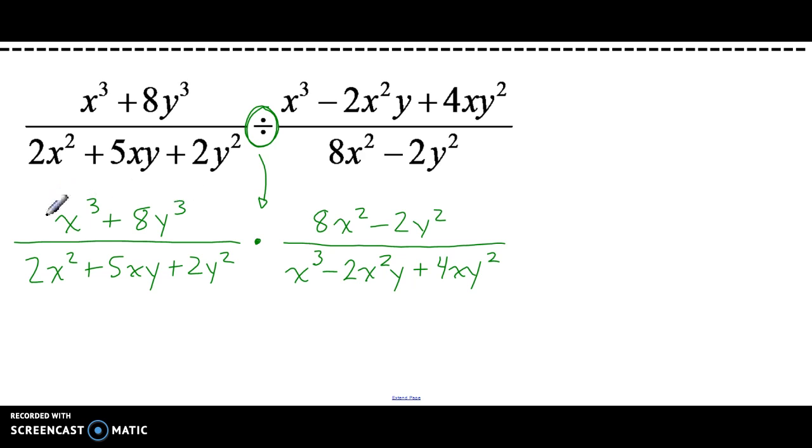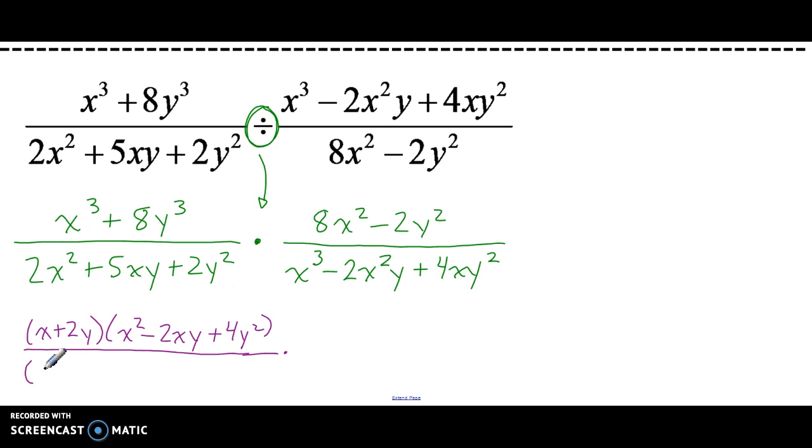Okay, so this first numerator is a sum of cubes. So the sum of cubes shortcut is a little trickier. When you factored that one, you should have gotten x plus 2y times x squared minus 2xy plus 4y squared. The second one is a more traditional type of factoring, just a regular trinomial breaking up as two binomials, regular old FOIL factoring, and that factors as 2x plus y times x plus 2y.